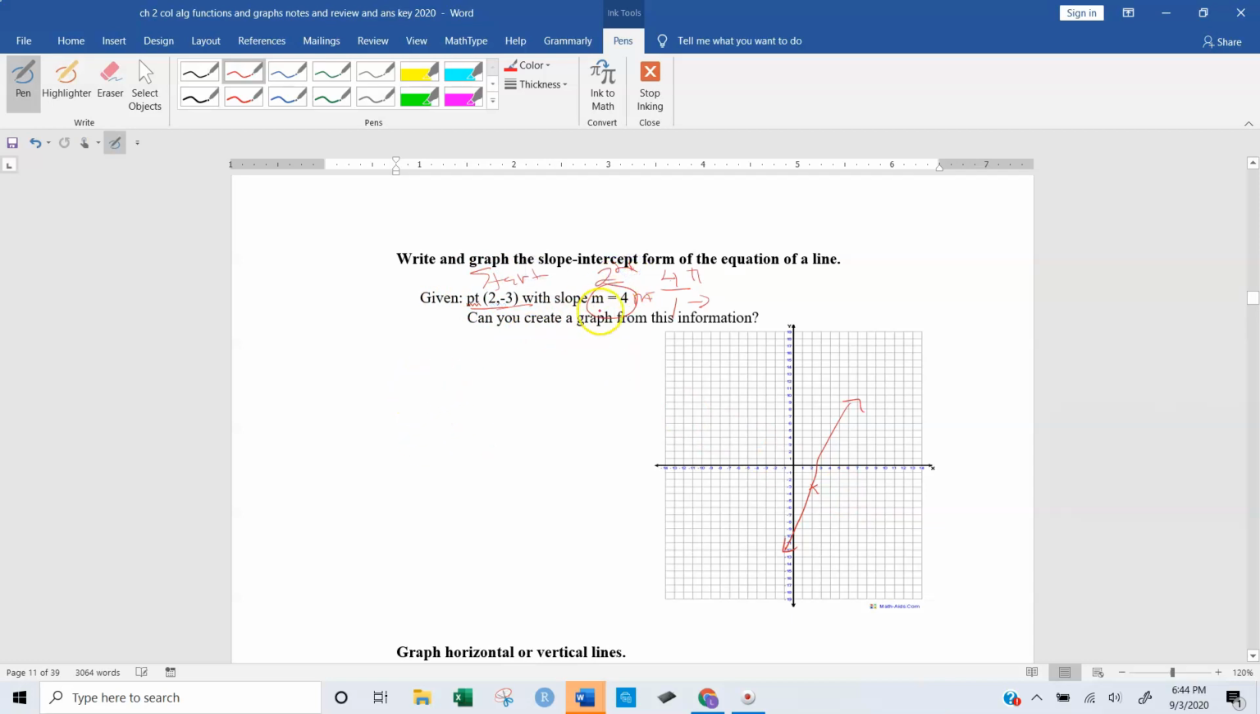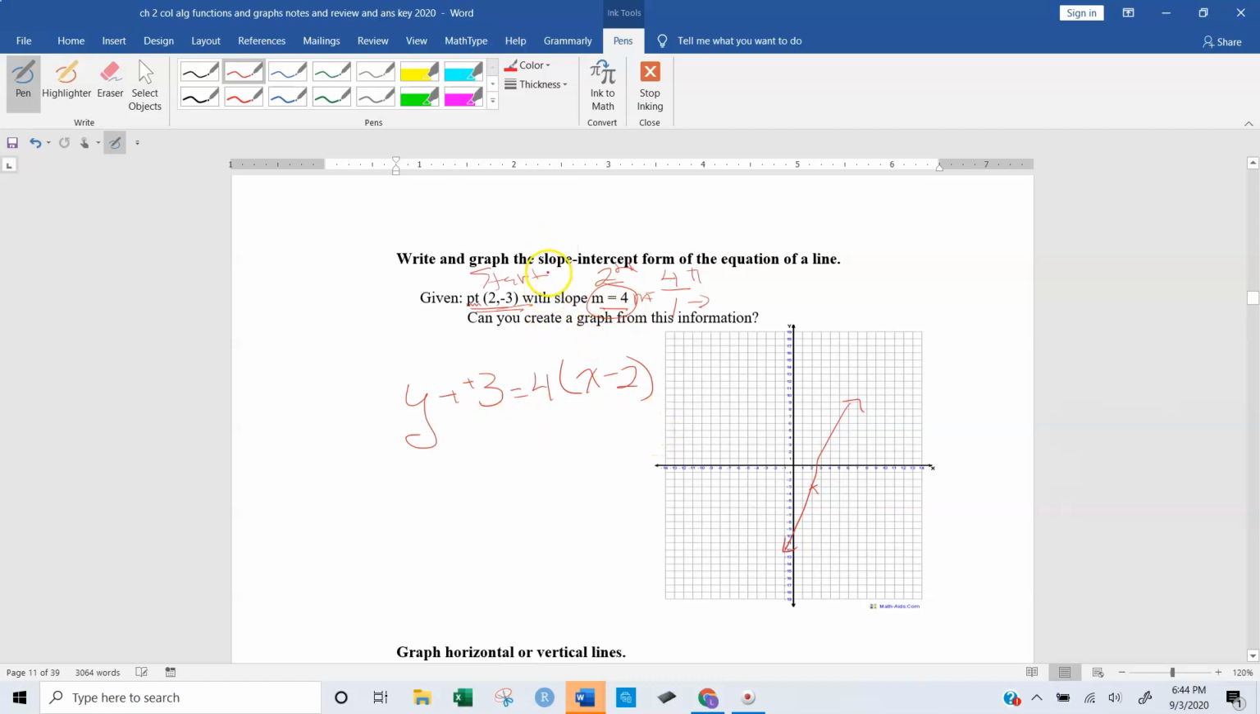So let's write the equation now. I'm given a slope and a point, so I must write it in point-slope form. So y minus a negative 3, which means plus a positive 3, is equal to your slope times x minus 2. If I just asked for an equation, you are done.